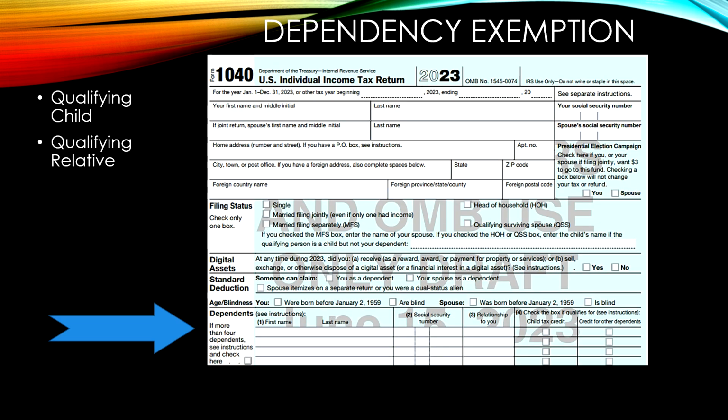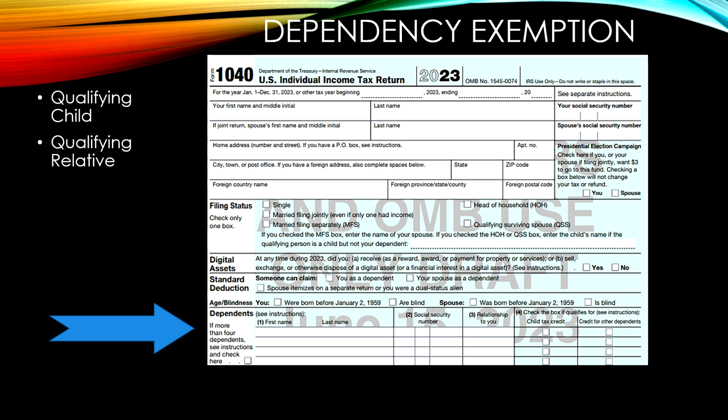The dependency exemption can be claimed for two types of individuals: a qualifying child or a qualifying relative. And we are soon going to learn some tests that help us determine whether an individual is a qualifying child or a qualifying relative or neither of those.